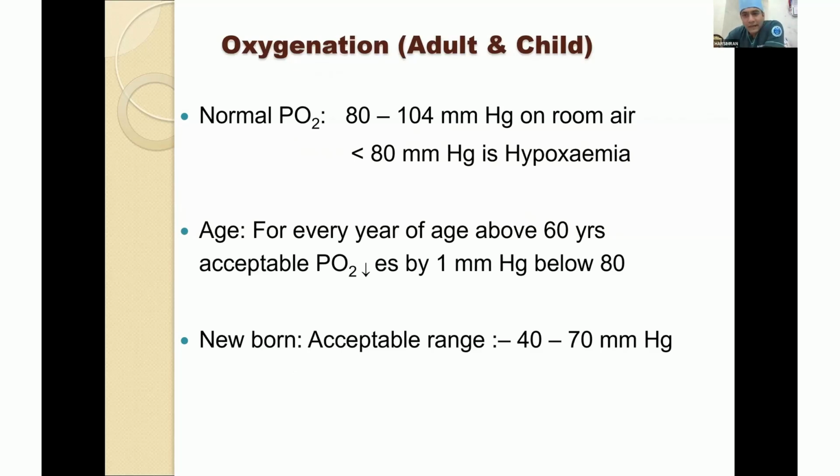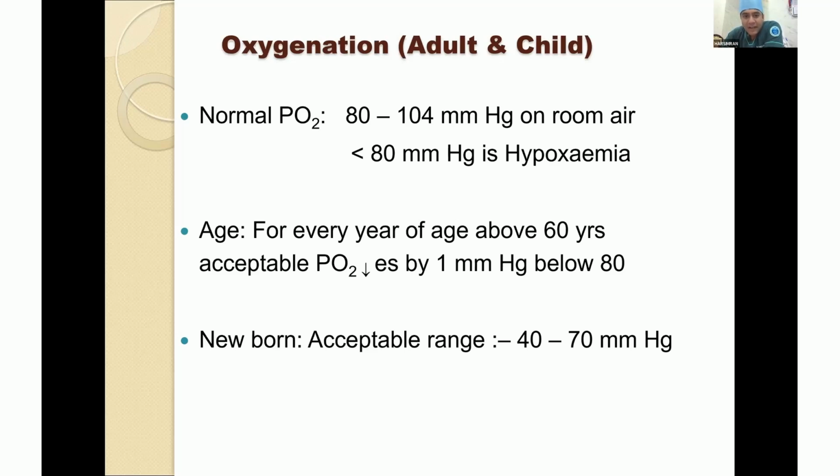Now, the first and foremost thing that I want to start with in ABG is the oxygenation of the patient. Oxygenation is very, very important. We do see the metabolic status, but the first important thing is the oxygenation in both adults and children. The normal partial pressure of oxygen in blood is 80 to 100 millimeters of mercury in room air. If it is less than 80 millimeters of mercury, we say the patient is in hypoxemia.